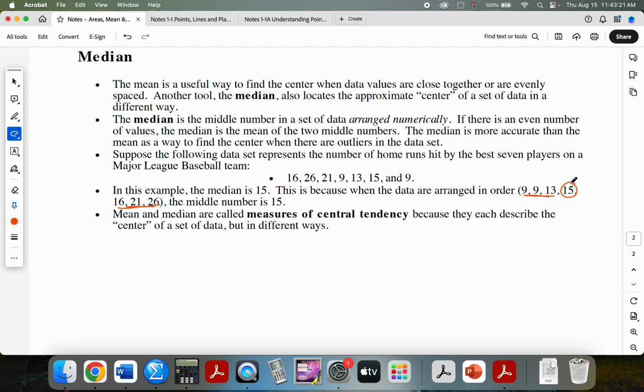Yes, sir. Is there any correlation between the median and the mean? Not sure exactly what you're asking by correlation. Are they always near each other? No. Let me give you an example.